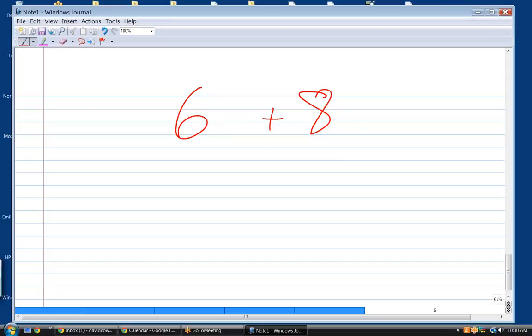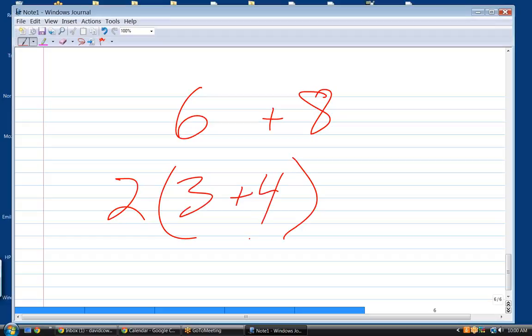Remember that it has to divide into both terms evenly. If I divide that term by 8, there you go. It's 2. So 2 times what? 3 plus 4. In other words, that's the same expression. 2 times (3 plus 4) is the same as 6 plus 8.